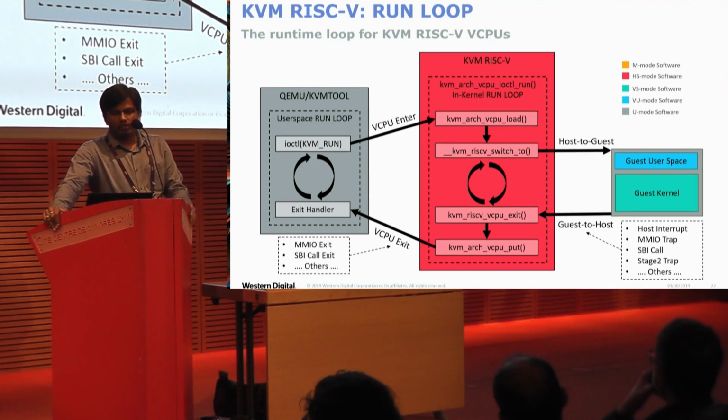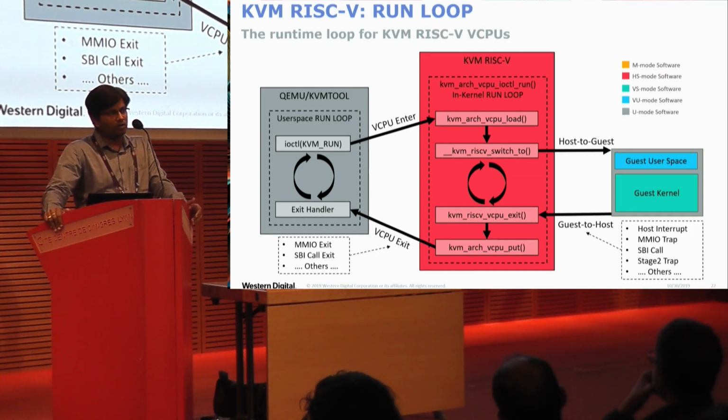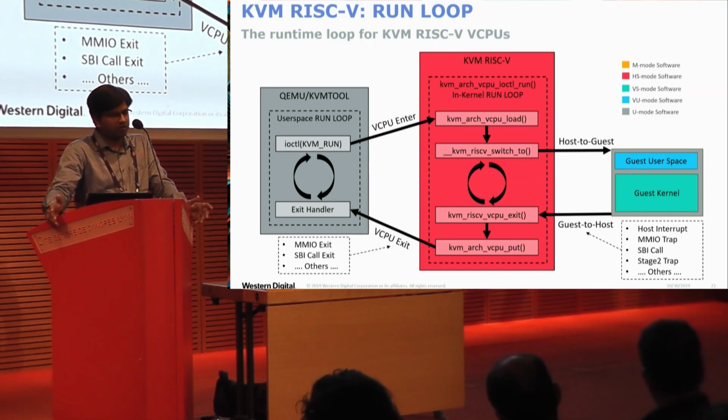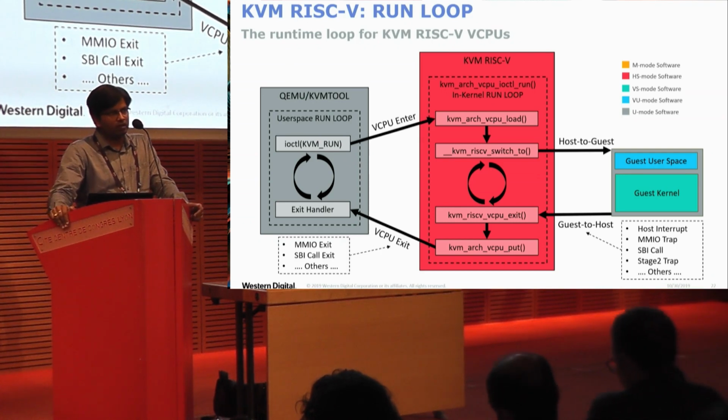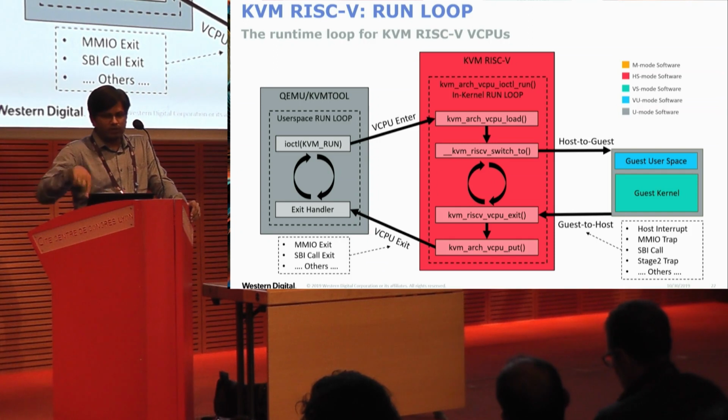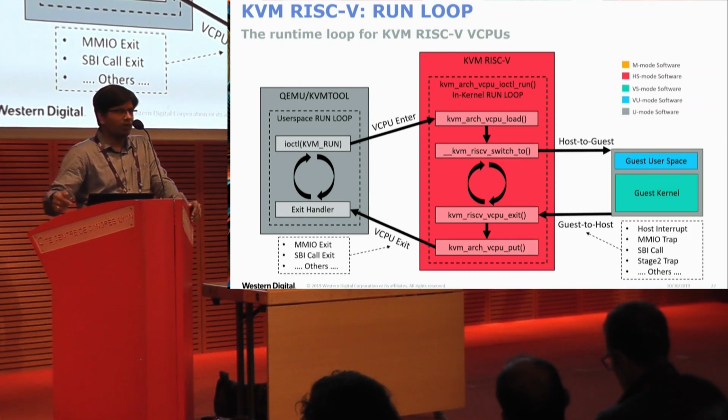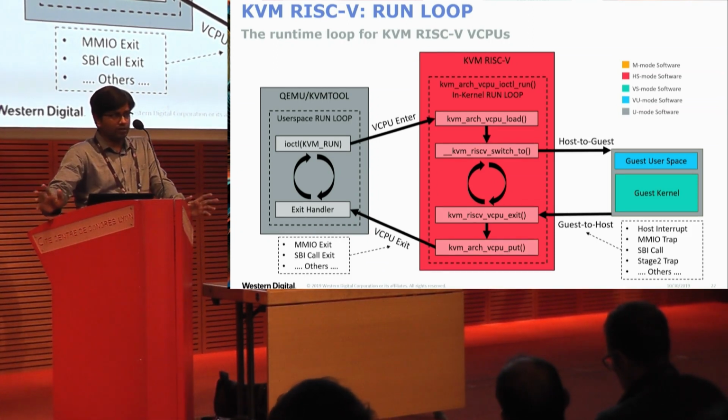transitions. The usual exit conditions for KVM RISC-V are host interrupts. When we get a host interrupt, we come out of the guest mode, or it will come out of guest mode when there is an MMIO trap, an SBI call, or a stage 2 trap. Most of the exits we try to handle in the kernel, in the in-kernel loop itself, but for MMIO exits and the SBI calls which we cannot handle in the kernel space, we forward them back to user space.